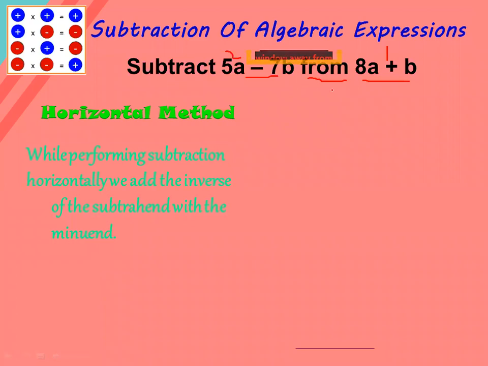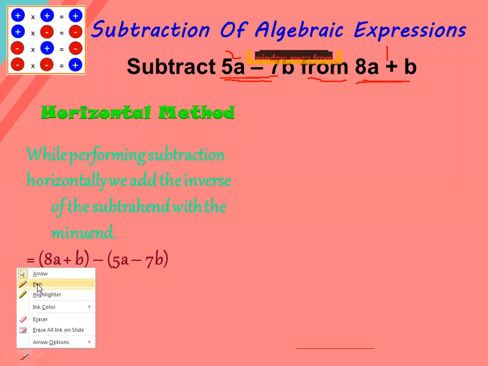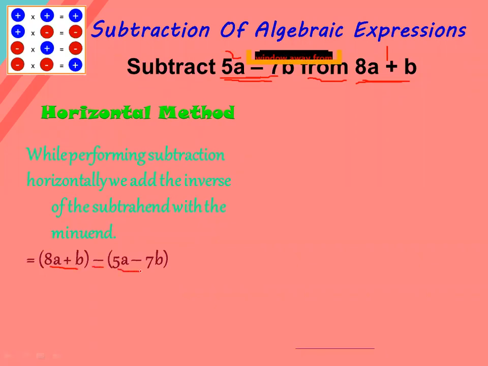Which is your subtrahend and which is your minuend? This is your minuend and this is your subtrahend. So what are you going to write? You are going to write 8a plus b first inside the bracket, then minus sign and then your second expression, just like this. This is the way to write it down. First you will write 8a plus b, this is your expression number 1, and then the minus sign, and inside the bracket you will write down your second expression. So please keep in mind that in the first step you write both the expressions inside the bracket and separate them with the help of this minus sign.